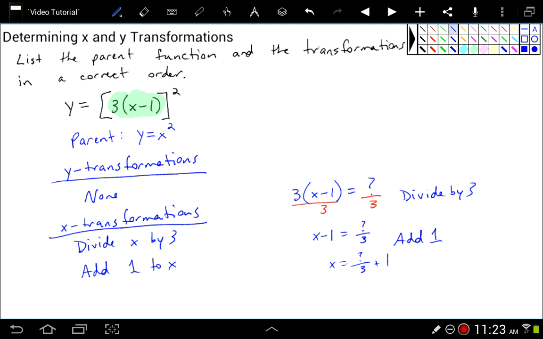Now when we get to graphing, it's not going to matter if we do the y transformations first or the x transformations first. It's just going to matter that we do the x transformations in the right order and that we do the y transformations in the right order. Okay?